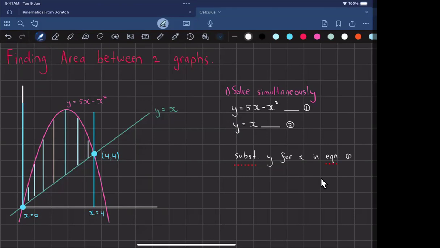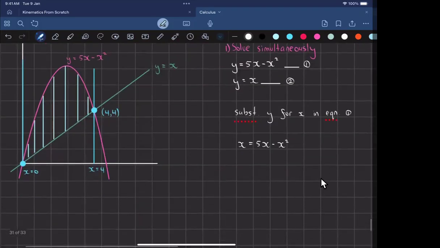Some more to write. x is equal to 5x minus x squared. How many unknowns do we have there now? Just x. Yeah, we're probably going to solve for that now.